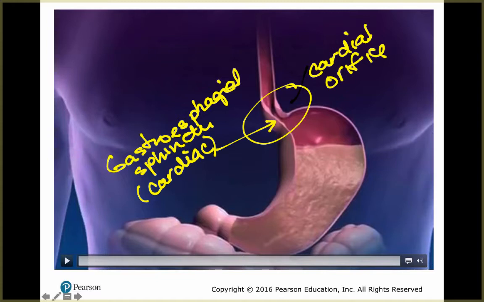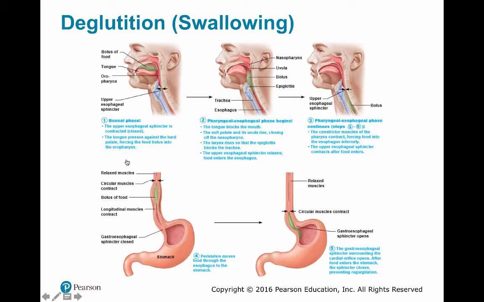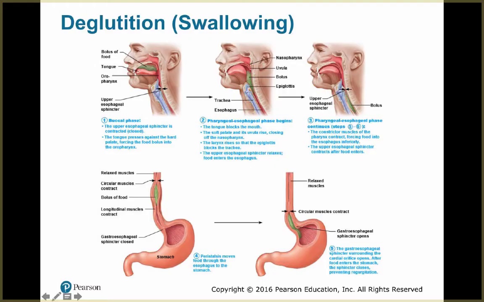So this surrounds the sphincter, surrounds the cardiac orifice, and it keeps the orifice closed when food is not being swallowed. Mucus cells on both sides of that sphincter help protect the esophagus from acid reflux. Okay? And so, if you look at here, you have two phases, right?